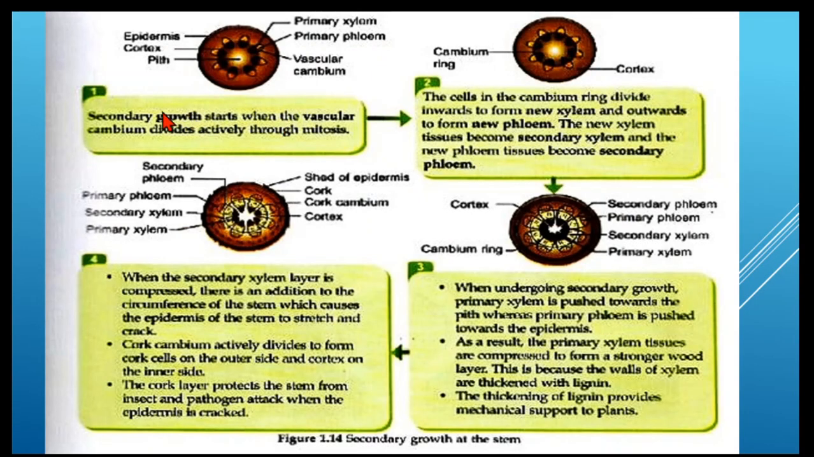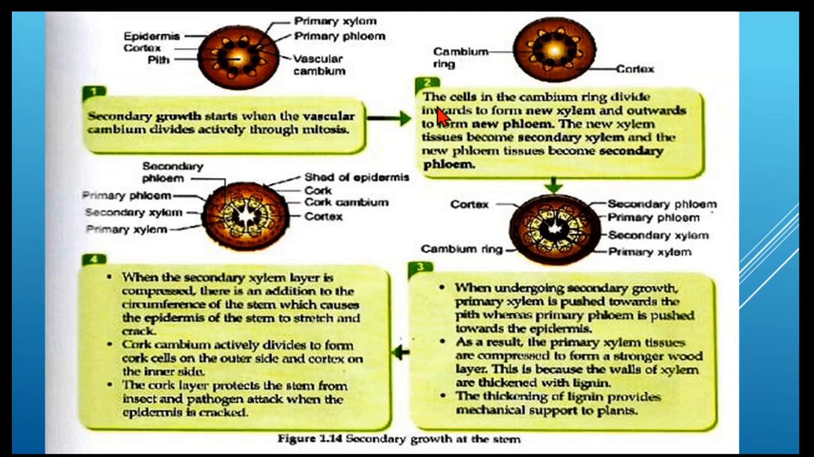Okay, so we go to more detail. The first one, secondary growth starts when the vascular cambium divides actively through mitosis. Okay, vascular cambium divides actively through mitosis. Vascular cambium is between the primary xylem and primary phloem. Okay, dia bermula dengan itu.